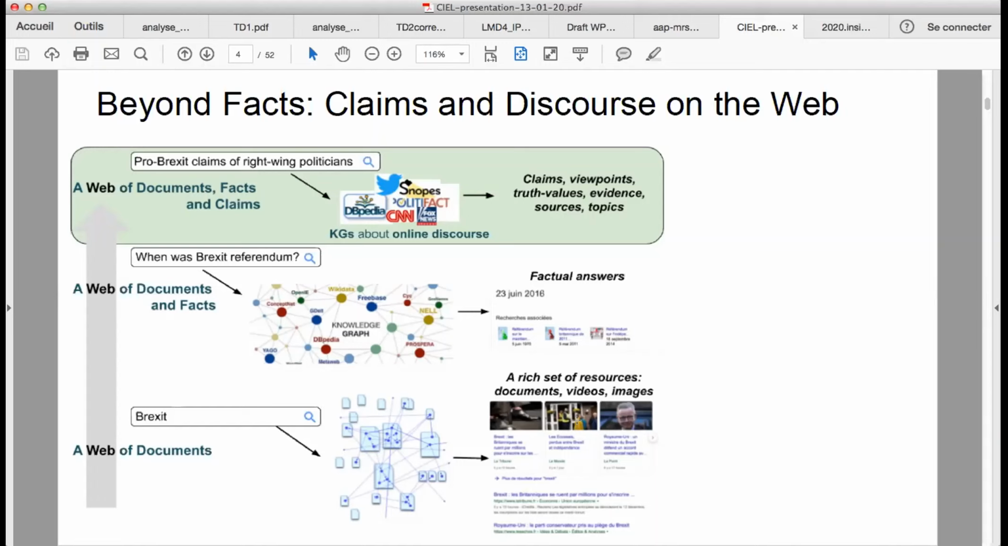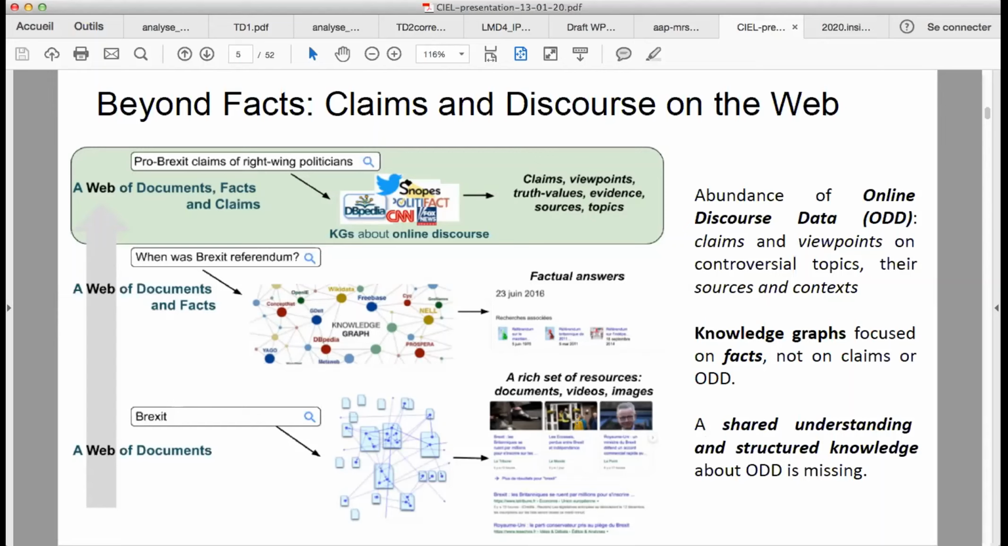So how about claims? What I mean by claims here are statements, for example, that have been uttered by political figures or any kind of persons of influence. And our observation is that there is an abundance of data of this type. So what we call here online discourse data, including claims, but also stances or documents which come to support a particular point of view or to refute this point of view. Various controversial topics, different sources and contexts coming with them, right?